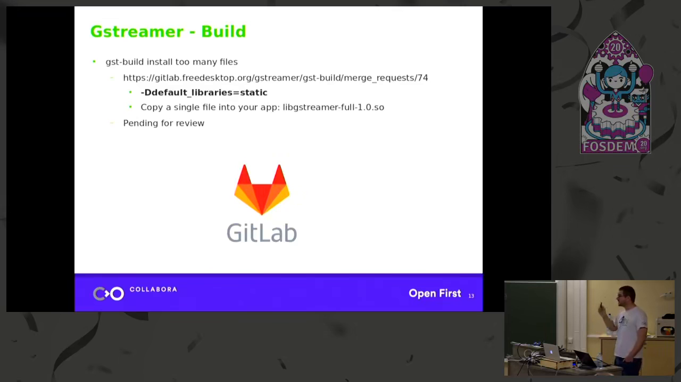So you have a single function to call to initialize all the static plugins, and you can use one single shared library, and you don't have to manage all those plugins and dlopen anymore. You just directly link to that library.